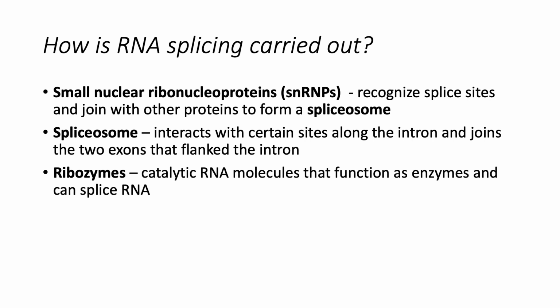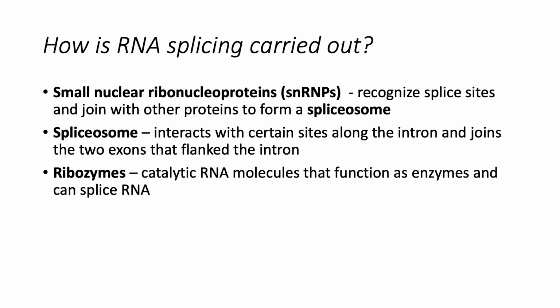But how is RNA splicing carried out? Small nuclear ribonucleoproteins, abbreviated as snRNPs and pronounced as "snurps", are located in the nucleus of the cell and are composed of RNA molecules. snRNPs recognize splice sites and join with other proteins to form a spliceosome. The spliceosome interacts with certain sites along an intron, releasing the intron, which is rapidly degraded, and joining together the 2 exons that flanked the intron.